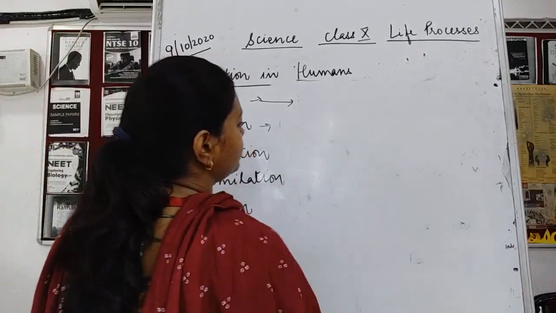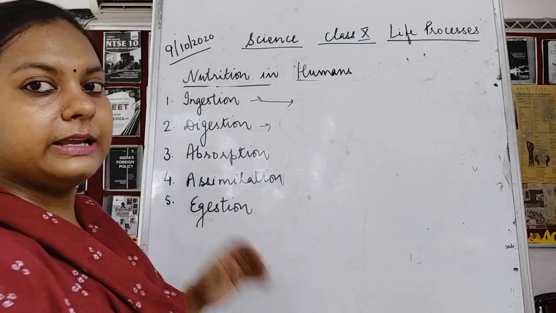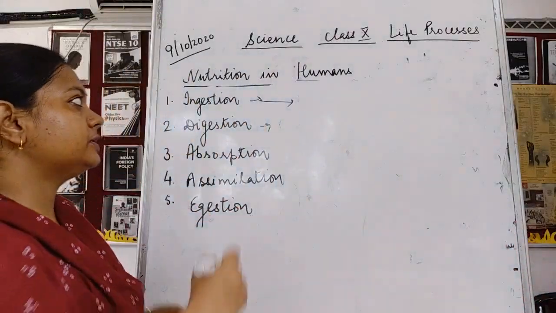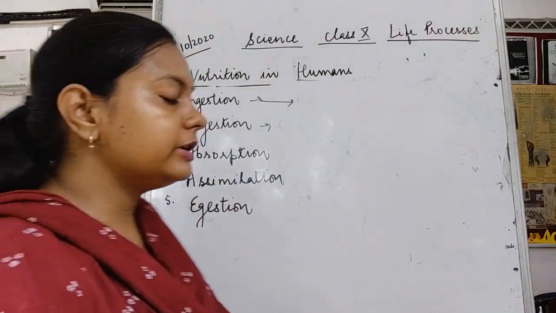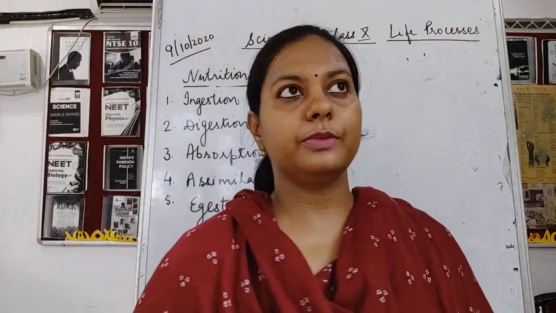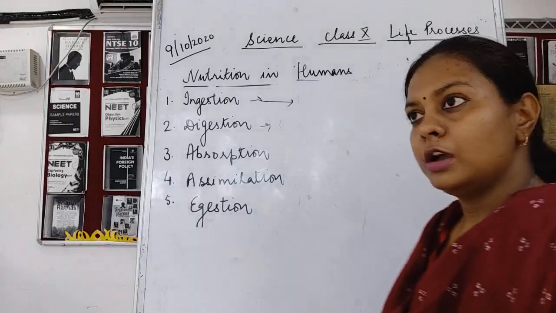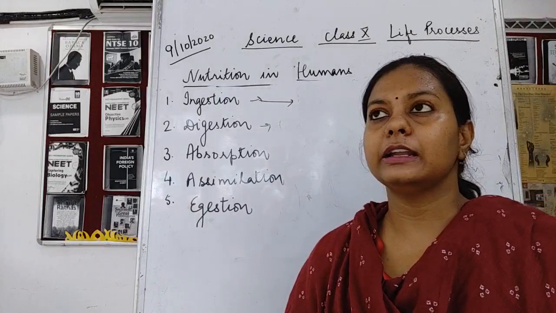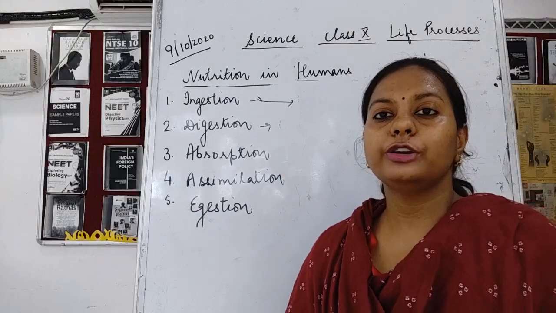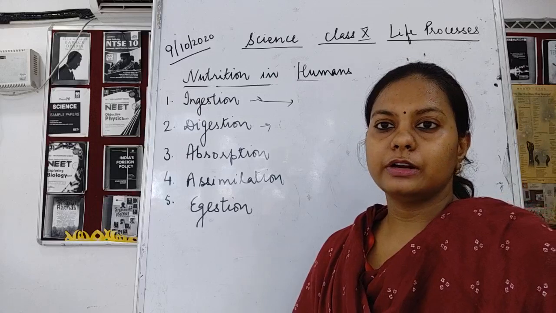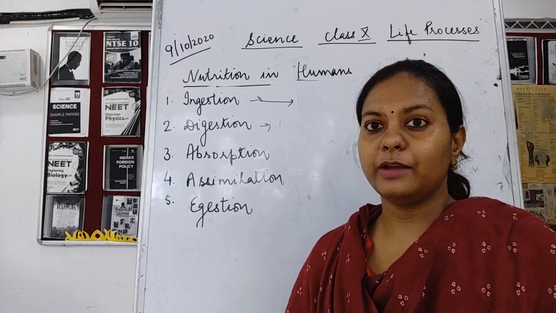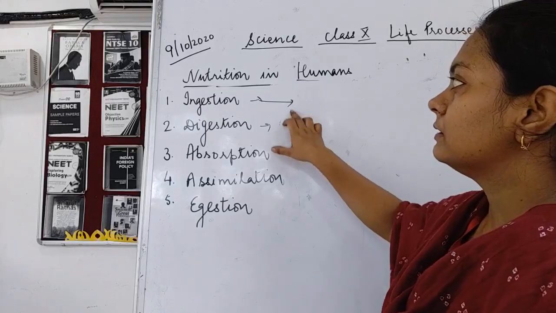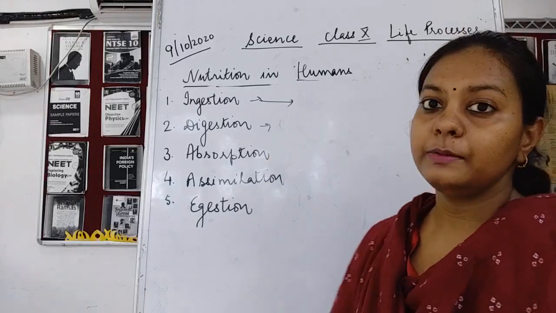I just now told you that these steps will take place in the alimentary canal of human beings, where the first step was ingestion. In ingestion, the mouth is mainly responsible because there is no other way of eating the food. Now what happens? The food is mixed with the saliva and forms a bolus, and this bolus enters inside the food pipe.